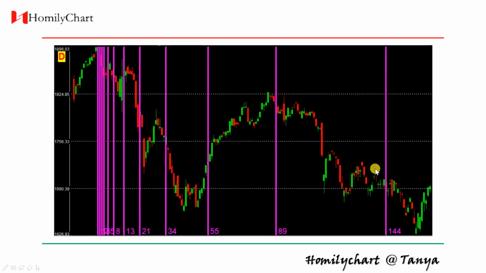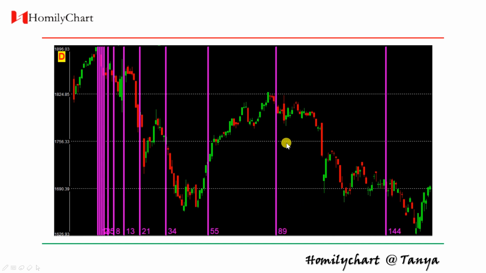Look at this chart. This is a Fibonacci sequence. The first one we know is 1. This 1 is the highest point of a rising period. 1, 1, 2, 3, 5, 8, 13. This number is very meaningful.